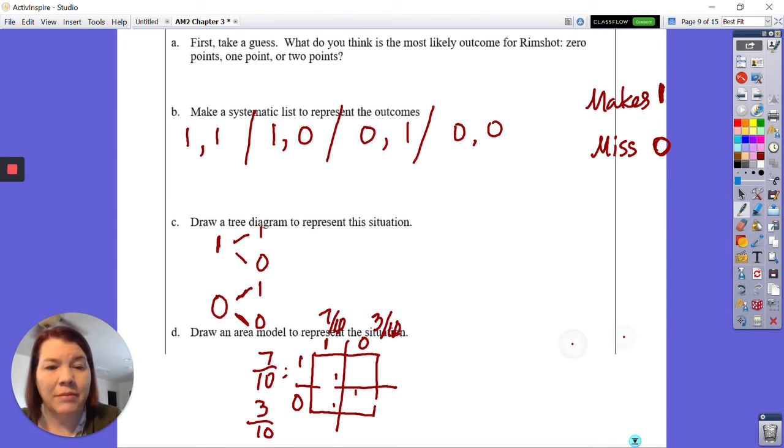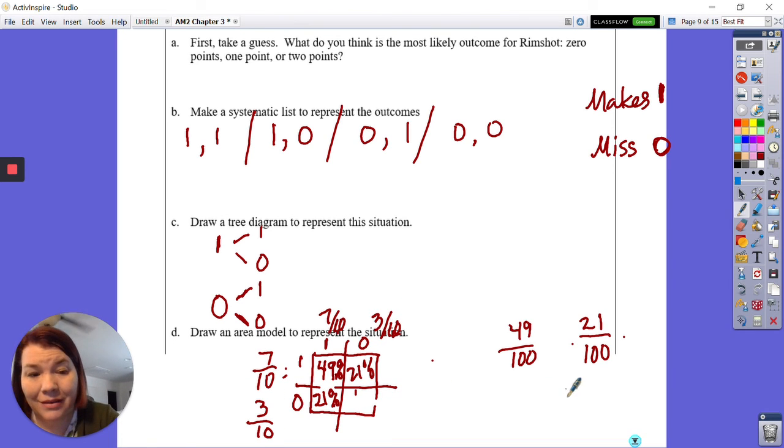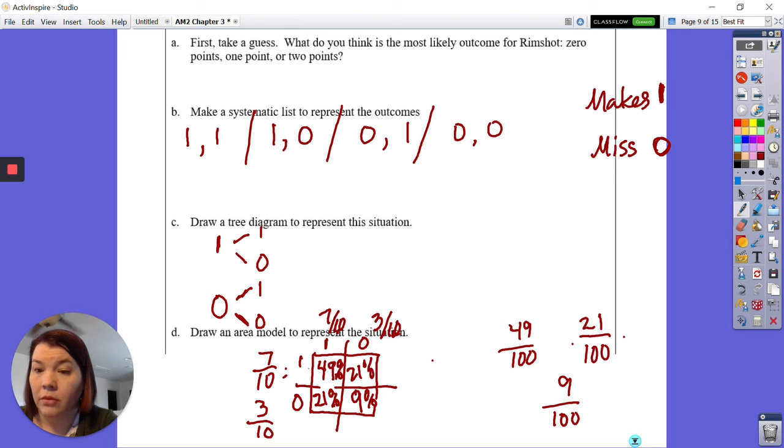So since it's 70 times 70, when we're filling this out, it's 7 times 7, which is 49 over 100. So this is 49%. This is 3 times 7, which is 21, again over 100. So 21%. This is 21%. Same multiplication. And then 3 times 3 is 9 over 100, so it's 9%. And these should add up to 100. So 49 plus 21 plus 21 plus 9 should add up to 100.